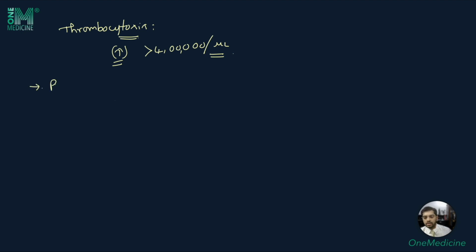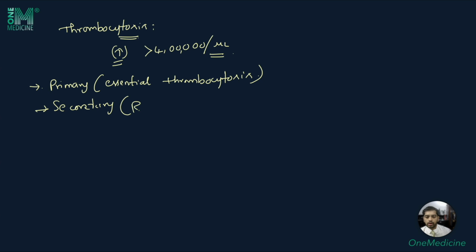So the next subtopic under platelet disorders is thrombocytosis. As we know, the normal platelet count is 1.5 lakhs to 4 lakhs per microliter. Thrombocytosis, that is increase in the platelet count, is defined as any platelet count above 4 lakh per microliter. Thrombocytosis is usually classified as either primary, also known as essential thrombocytosis, or it can be secondary, also a reactive increase in the platelet count for several factors.